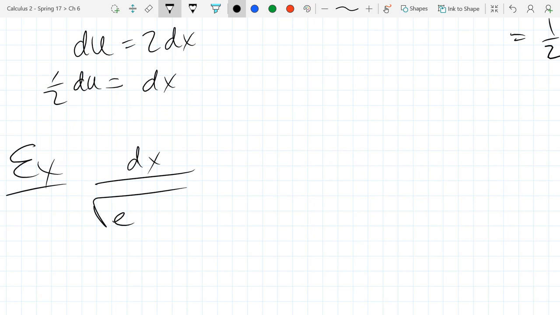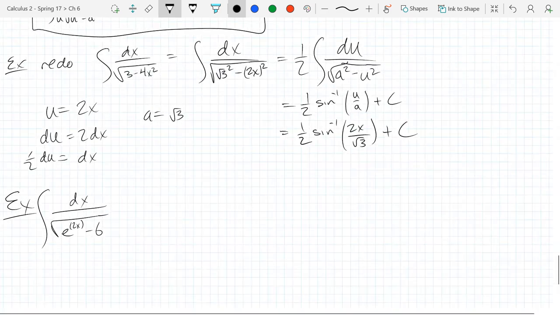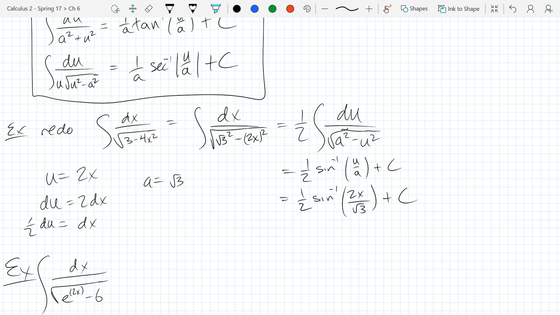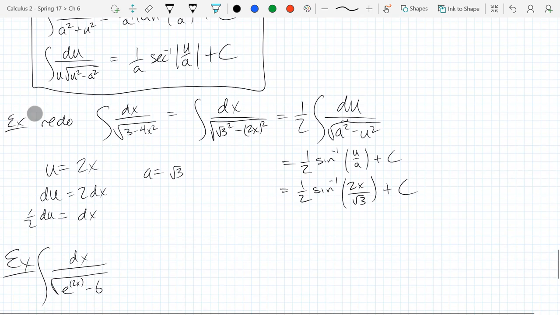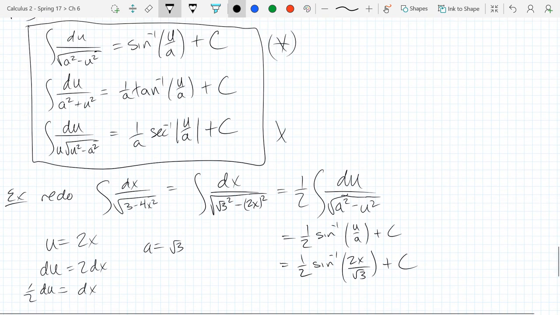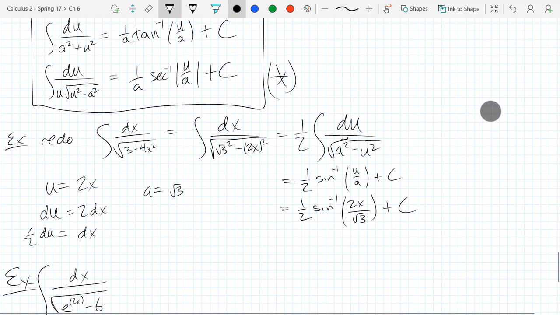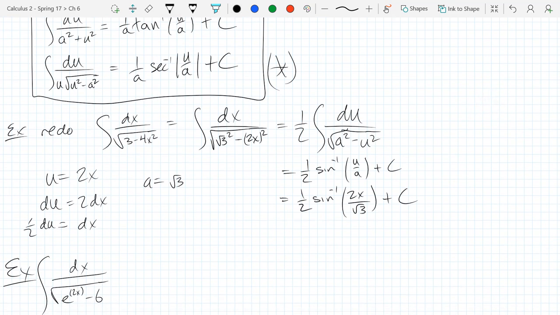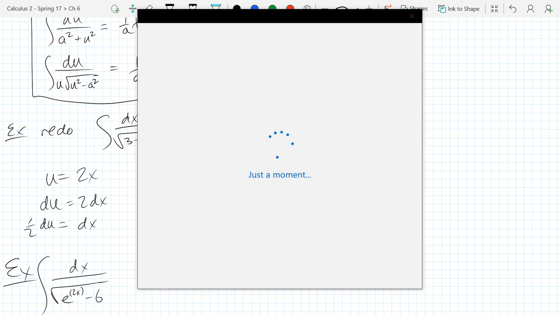So this is antiderivative dx over e raised to the 2x power minus 6. All right. So unfortunately, this could be either the first or the last form. How do I know it's not going to be the second form there? Yep, exactly. There's no square root. It's not added. So it's not going to be that third one.